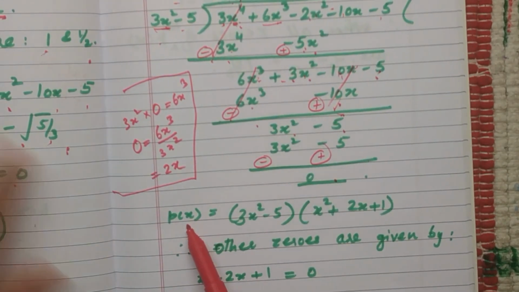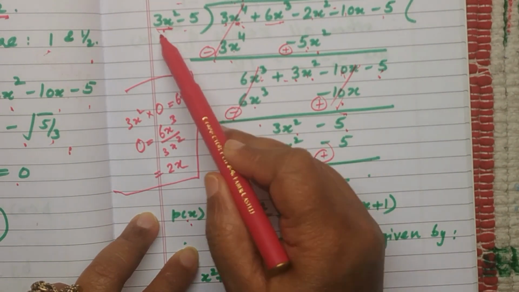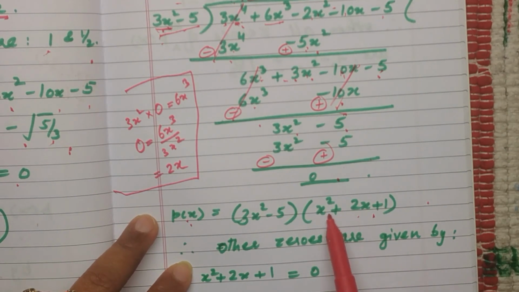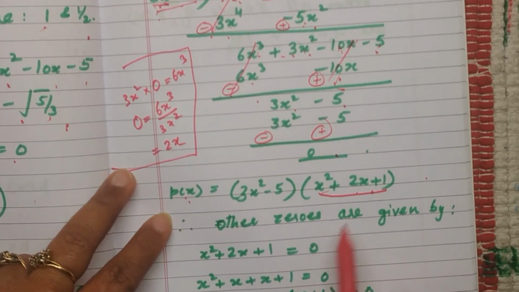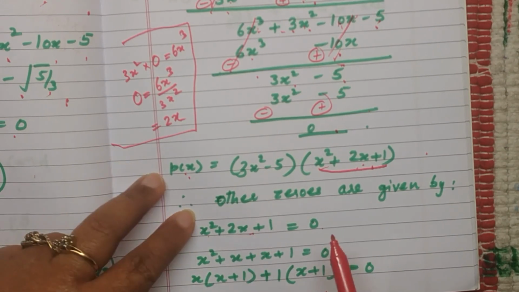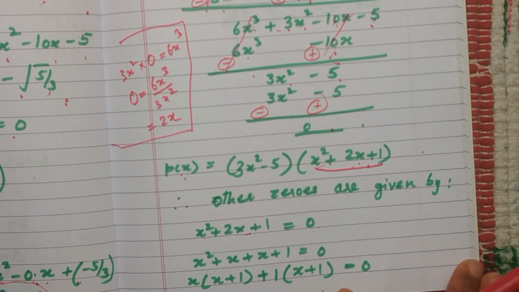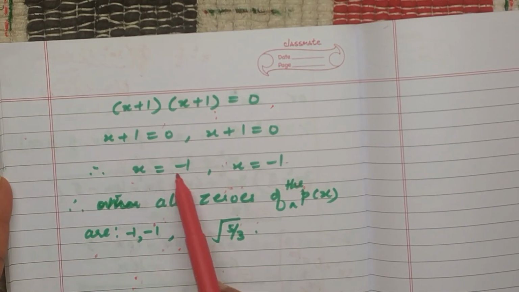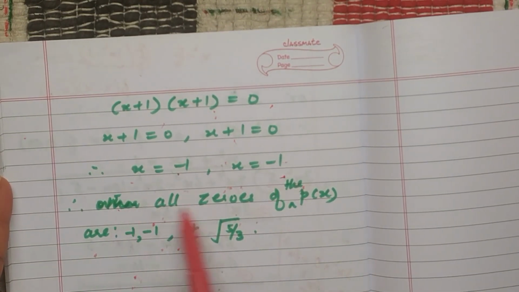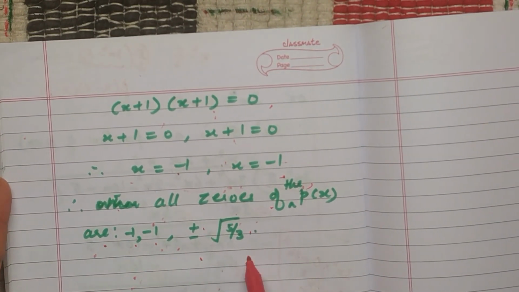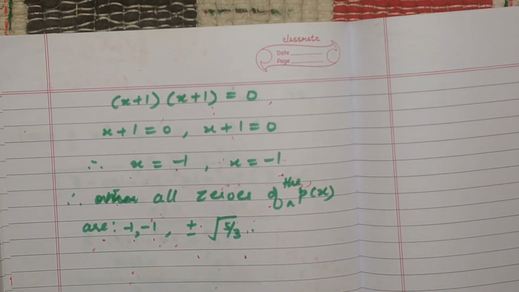So now we can write p(x) as dividend is equal to divisor into quotient. The remainder is already 0. Now the other zeros will be given by this polynomial. To get the zeros, we equate the polynomial to 0 and factorize by splitting the middle terms. We see this is (x plus 1) whole square. So the other zeros are: x plus 1 into x plus 1 equal to 0, so x is minus 1, x is minus 1. Therefore, all the zeros of the given polynomial are minus 1, and plus minus root 5 by 3, which were already given in the question.